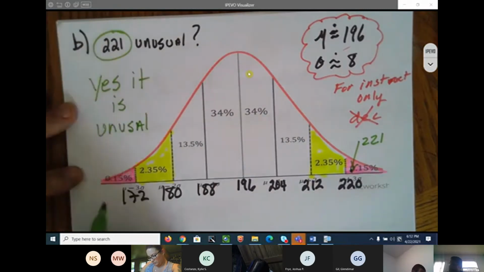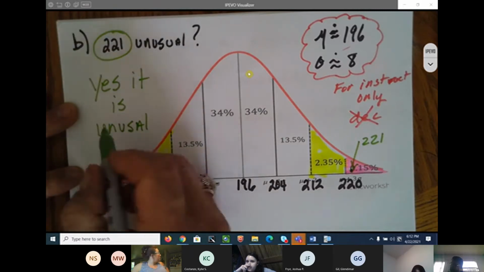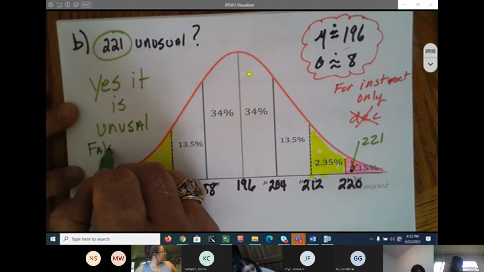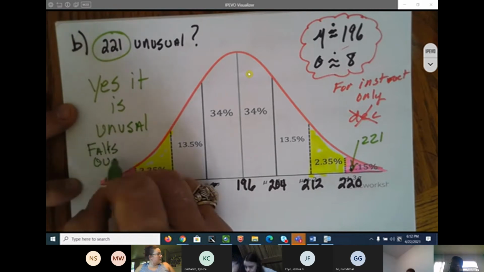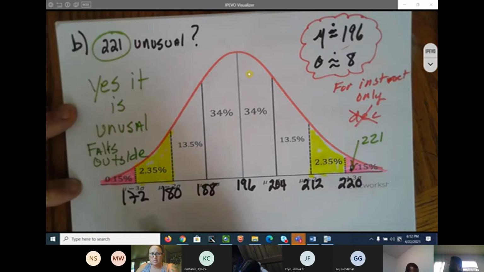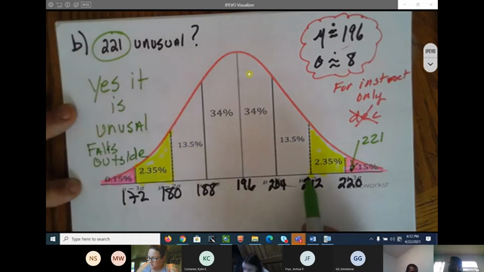Or now, I don't know if they're going to ask. No, we don't. That's chapter 6. So there's really not any way. I'm trying to think. Hold on a second. There's really no way that we can actually do. So it's unusual because it falls outside of, actually, let's see, 1, 2.